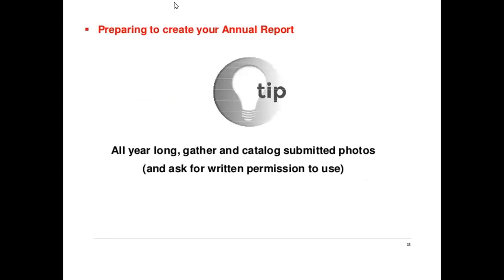There is a tip for your preparation of the annual report when you are going to create it all year long. Gather and catalog submitted photos and ask for written permission to use them. Yes, in written form. If you are getting permission from all the people from whom you're collecting data for your company, you really need to do it ethically. It is required. You have to ask them for that, for utilization.